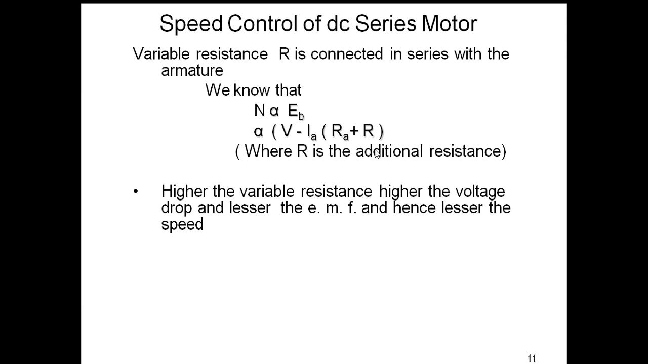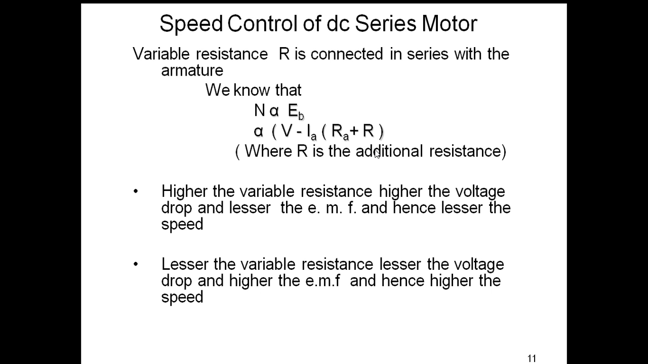The higher the variable resistance, the higher the voltage drop, meaning IA into (RA plus R). When this becomes higher, the lesser the EMF will be, and hence lesser the speed. Means as we increase the value of variable resistance, the speed of the motor gets reduced.